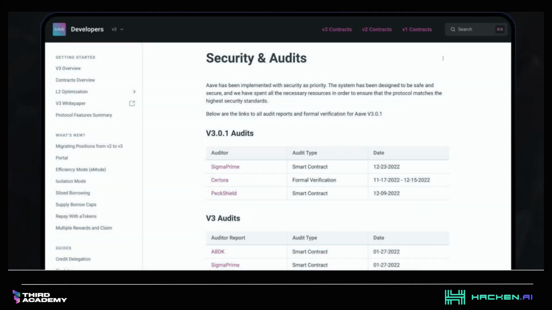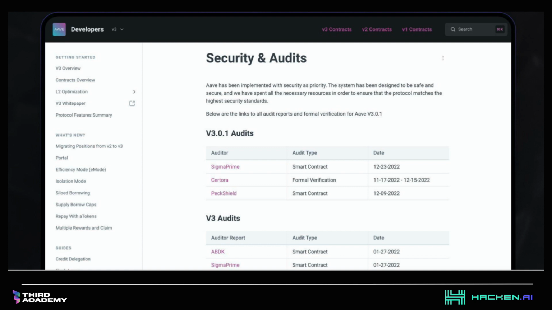Audits play a significant role in Web3 project security. They involve an independent third party examining a project's code to find potential vulnerabilities. The goal is to ensure the system is secure and reliable, keeping users' assets and information safe. For instance, when researching a DeFi project like Aave, you should look for information about their most recent security audits.